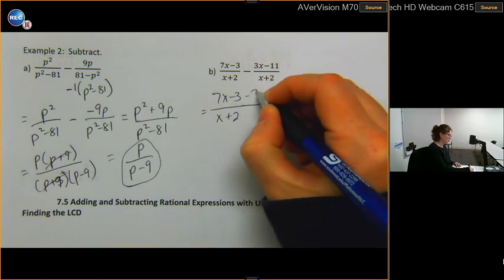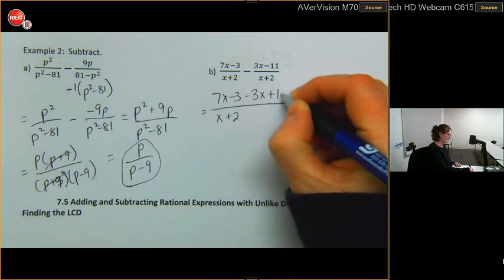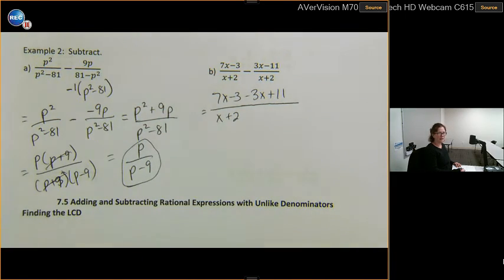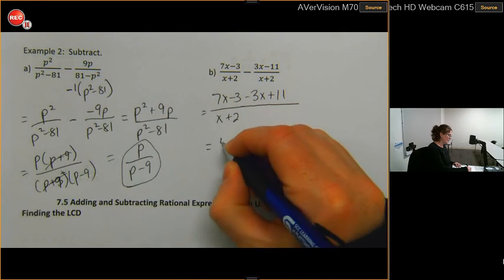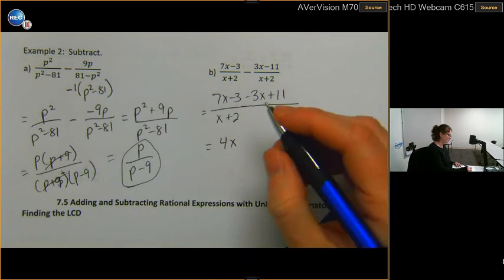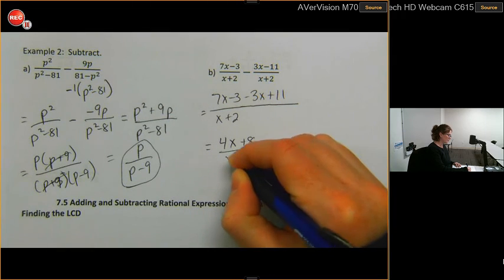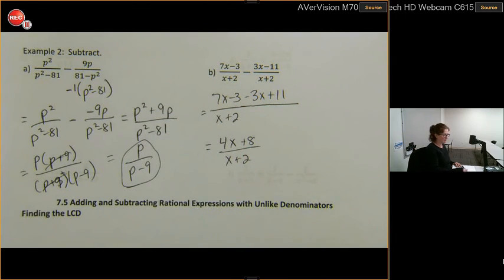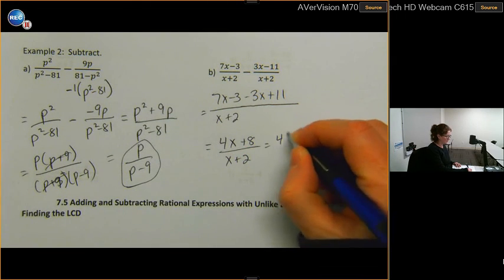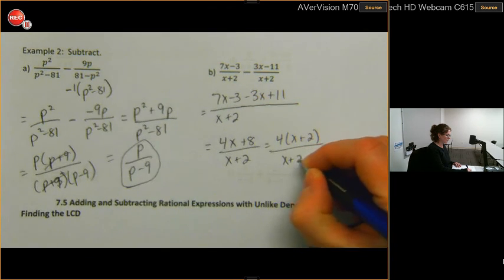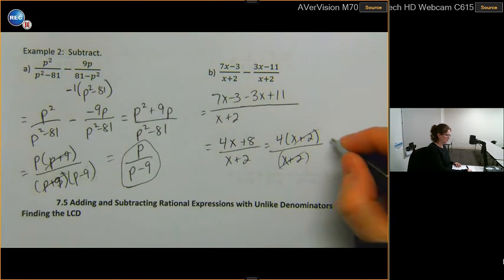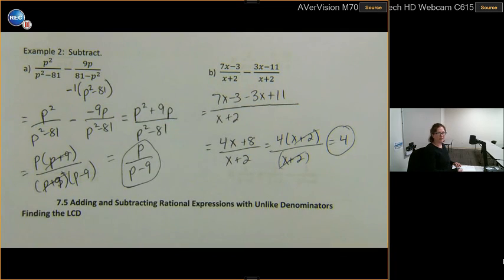So I'm going to distribute the negative sign. So it becomes negative 3x plus 11. Combine like terms. Factor. Cancel. And my answer is just a 4.